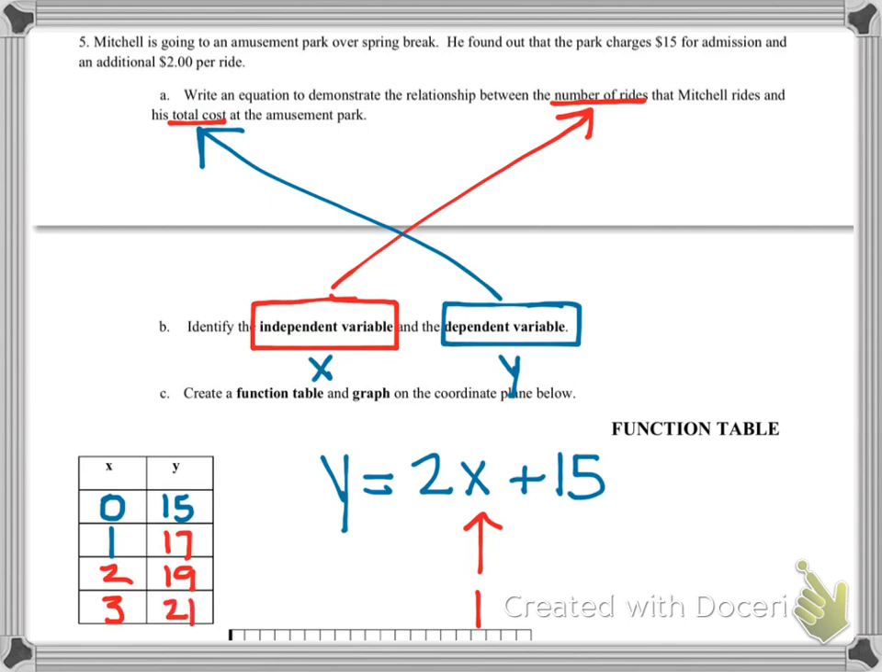The last part, which I didn't do a screenshot of, is your graph of the table, and you have to remember that if this was the coordinate plane, the x-axis would be where your independent variable goes, and the y-axis, which is the vertical, would be where your dependent variable goes, and we'll be checking that on the test on Wednesday.